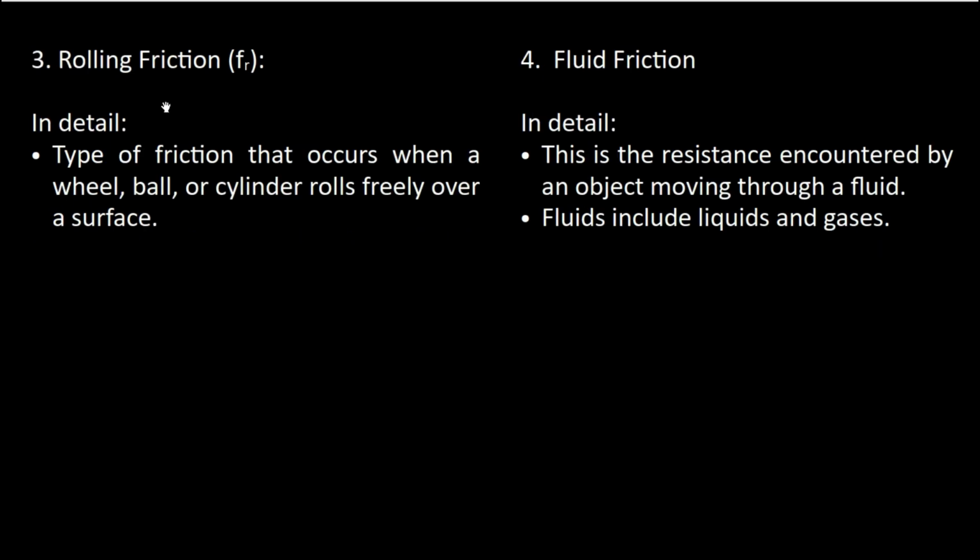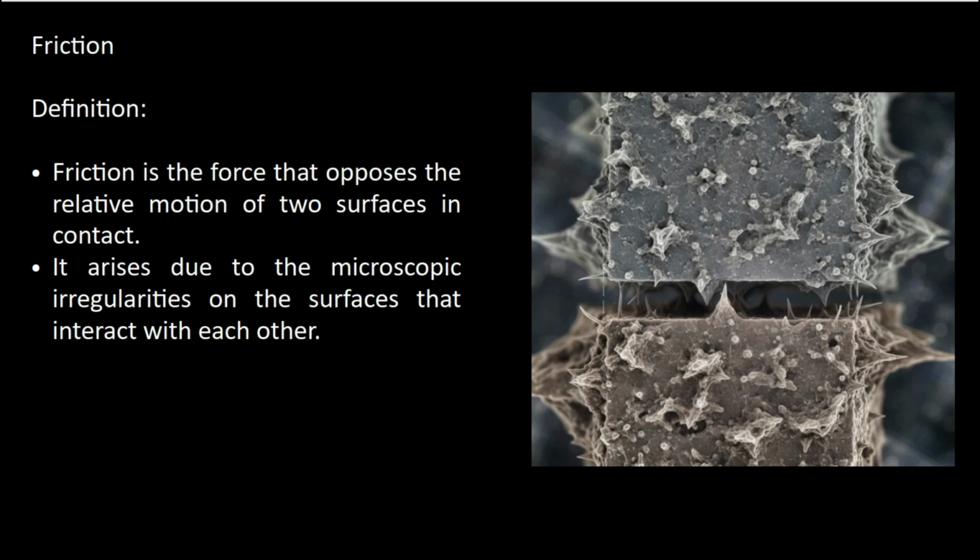And then we have rolling friction. When we have a wheel or ball or something rolling down a surface, not sliding, rolling down, then we are looking at rolling friction. And we have fluid friction. That's the resistance encountered by an object moving through a fluid. Fluid, remember, includes liquids and gases. Many people just feel that it's just liquid. No, even gases are fluids, right? So this is the introduction part. You can pause, and you might have to write most of it.